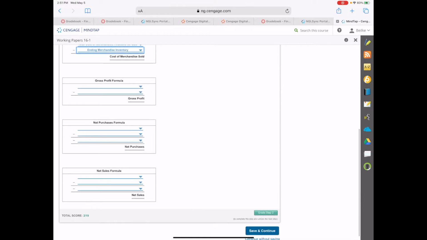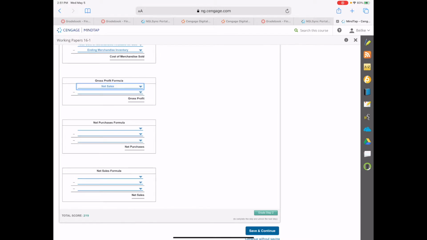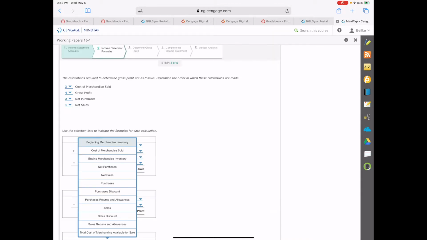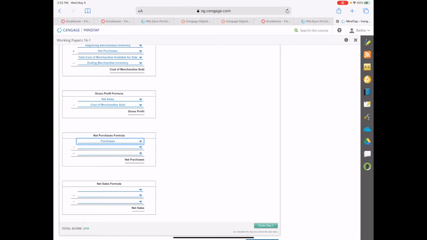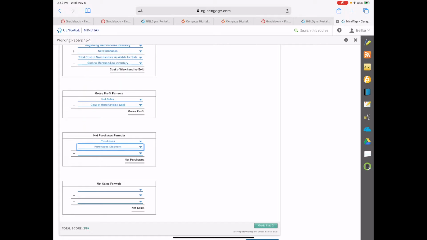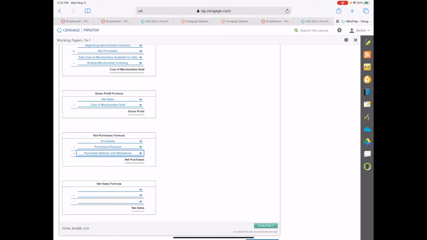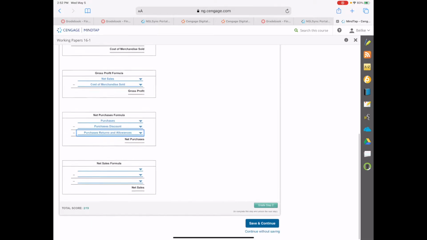Gross profit formula, we're going to start with net sales minus our cost of merchandise sold, and we'll come up with our gross profit. Our net purchases formula then would be our purchases minus our purchase discount minus our purchase returns and allowances. When we figure that out, that'll be our net purchases, because we made some purchases, we gave some discounts, and we purchased some merchandise we may have returned.